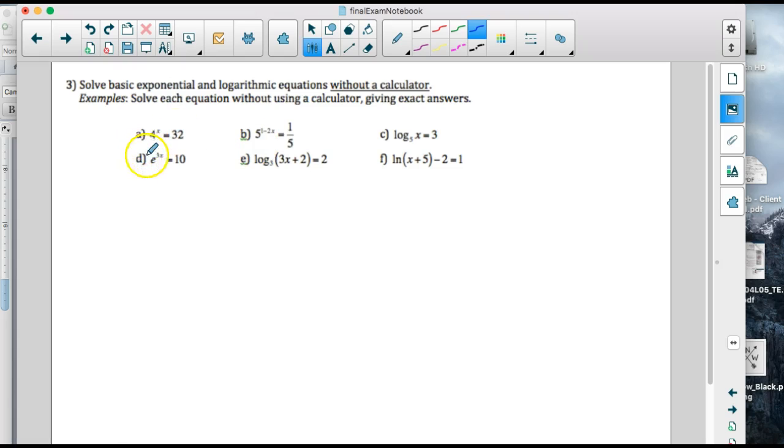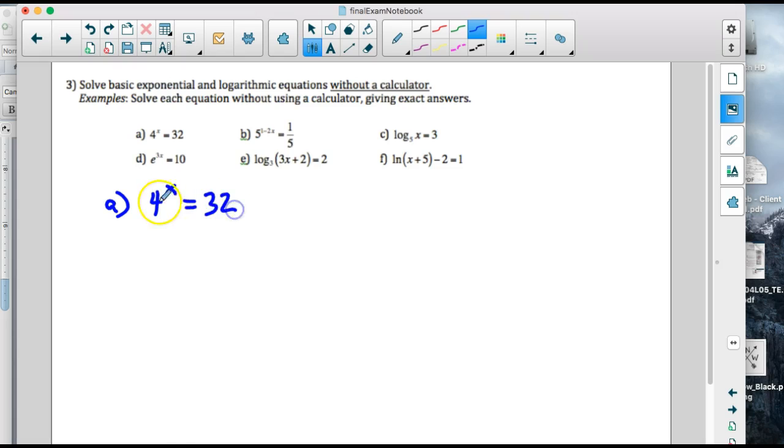So that's how we're going to solve A and B. We can rewrite it so it has the same base. That doesn't work on D because D is hard to write 10 as e to some power. So for part A and part B, since they have bases that are not e, we're going to try to rewrite these so that the bases are the same.